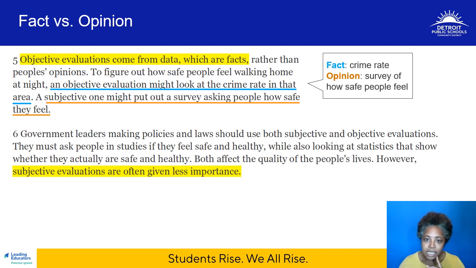Government leaders making policies and laws should use both subjective and objective evaluations. They must ask people in studies if they feel safe and healthy, while also looking at statistics that show whether they actually are safe and healthy. Both affect the quality of people's lives. However, subjective evaluations are often given less importance.